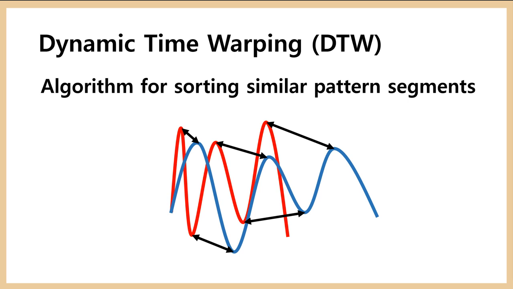The principle of DTW is to match similar patterns between two time series data. For example, as shown in this diagram, DTW aligns peak with peak and down peak with down peak, thereby transforming the time axis accordingly.